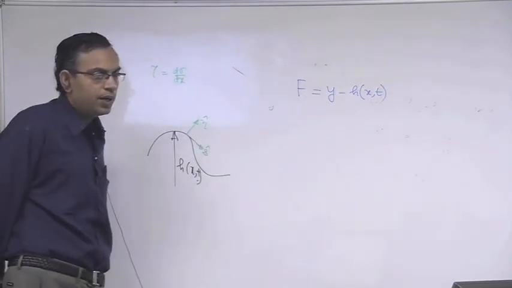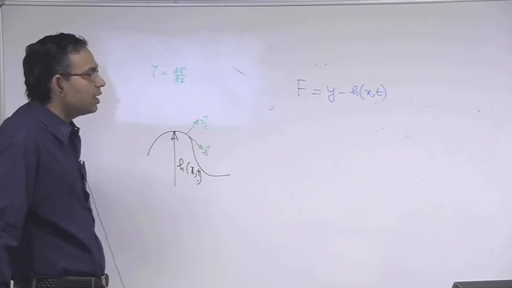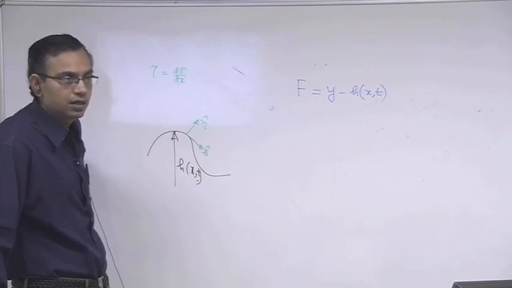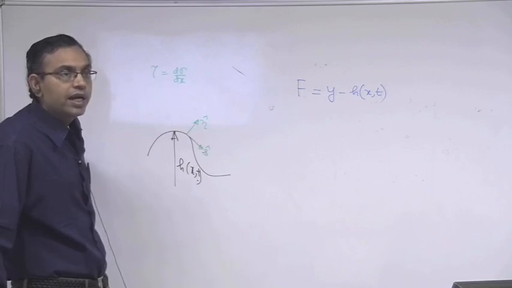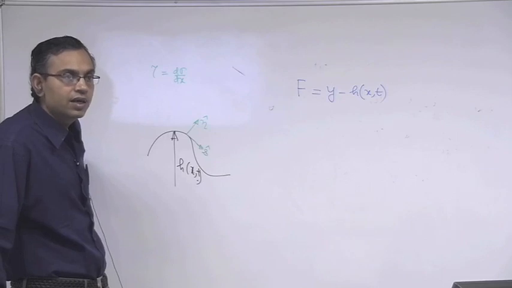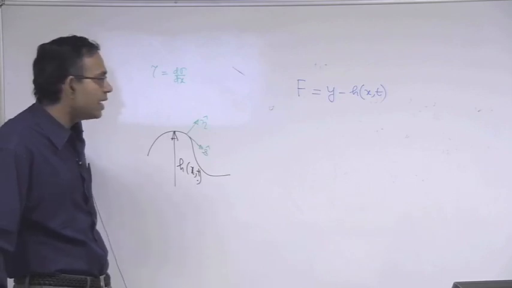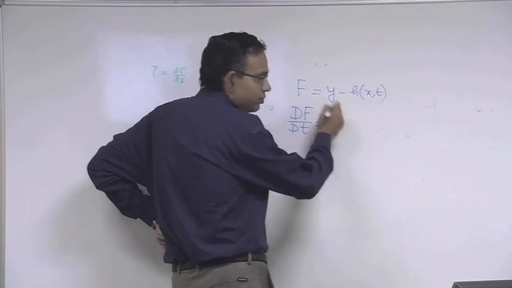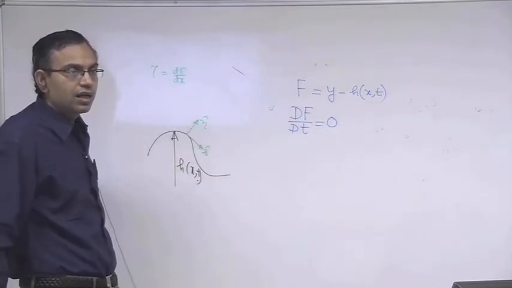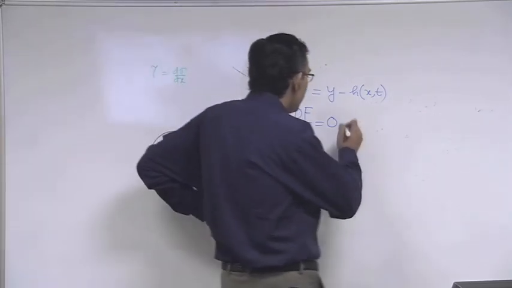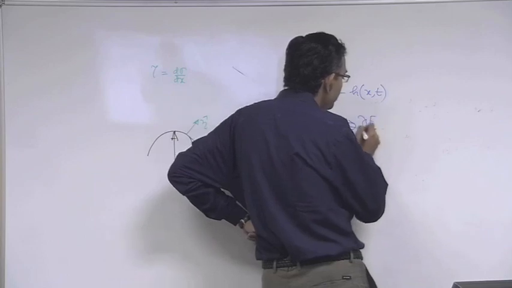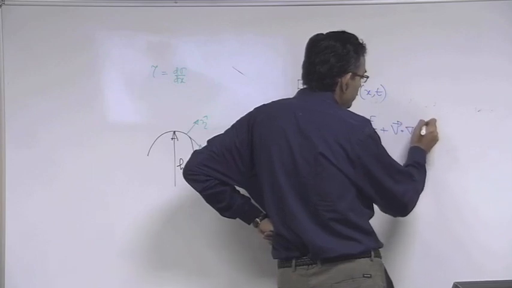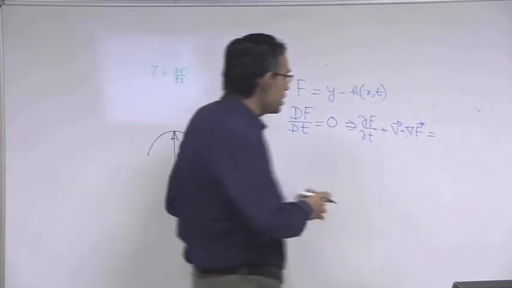Now, the kinematic boundary condition says that any fluid particle located at an interface must stay at the interface at all times. Any fluid particle located on the interface must be there on the interface at all times. That means the total derivative of F with respect to t must be 0. This is the kinematic boundary condition. So, total derivative of F means del F del t, F is a scalar.